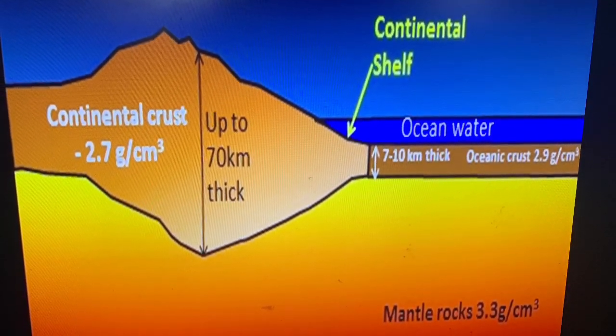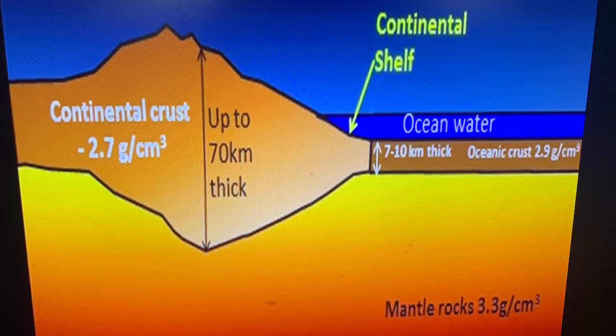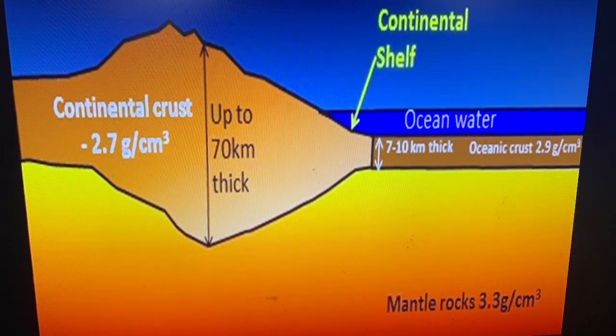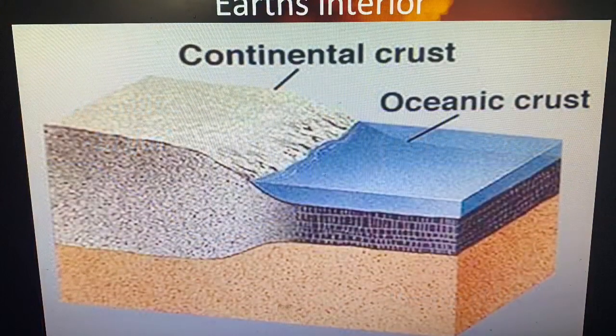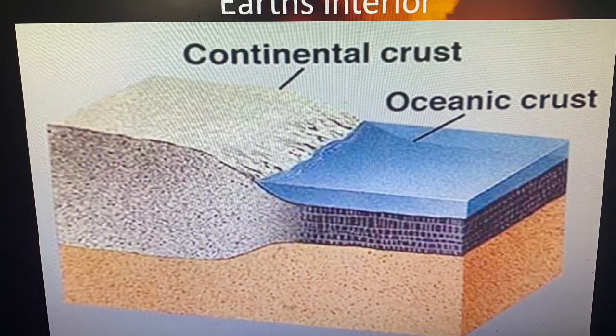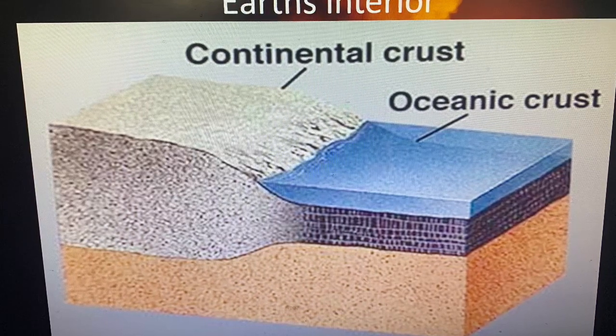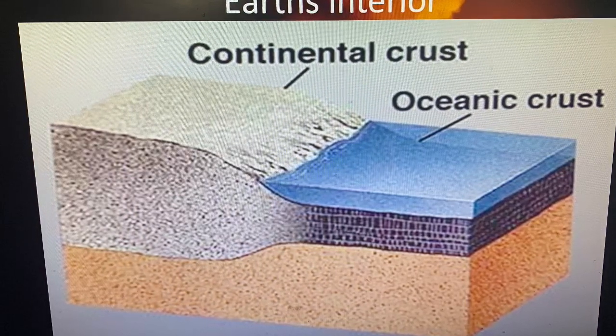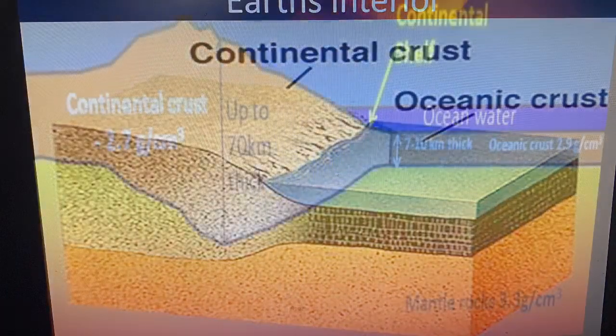Oceanic crust, on the other hand, tends to be much, much thinner. Like I was saying, it's usually about 7 kilometers thick, but it can be as thin as about 2, some places even 1 kilometer thick. And so the thickness of the crust that you're looking at is going to be a determining factor, okay? Like you see in the picture before you as well.